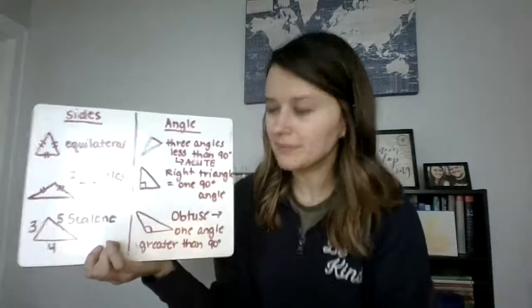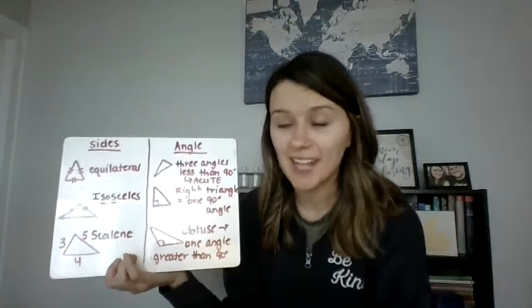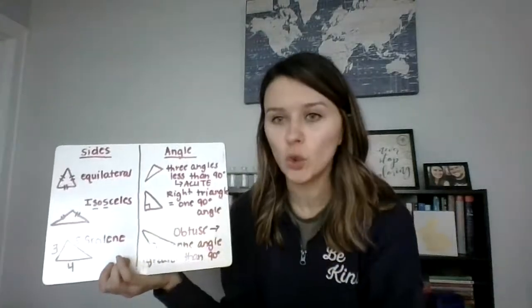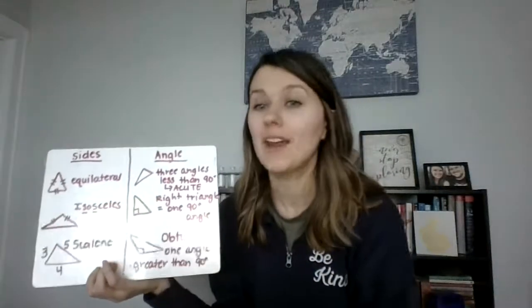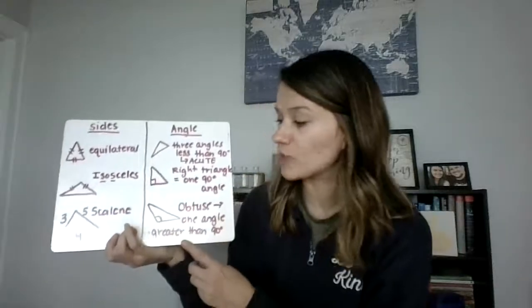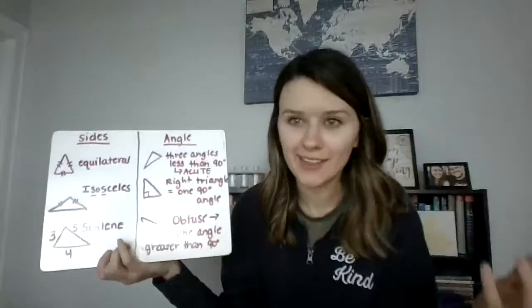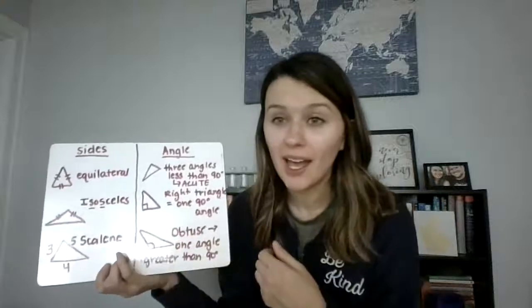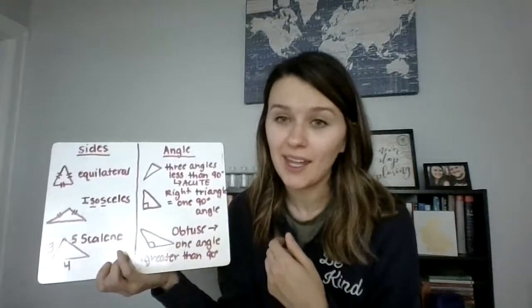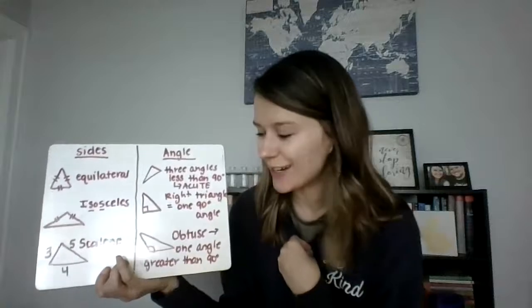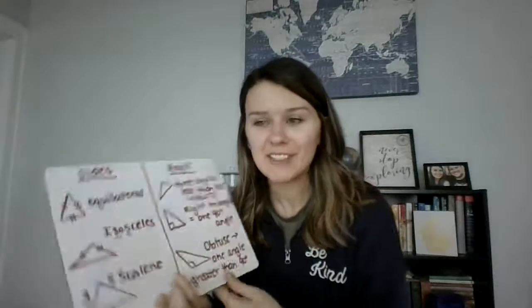Our last type of triangle when looking at angle measurements is an obtuse triangle. An obtuse triangle has one angle measurement that is greater than 90 degrees. So you'll usually see quite a large angle in an obtuse triangle. Sorry. So we have to look at the triangle on your warm-up.